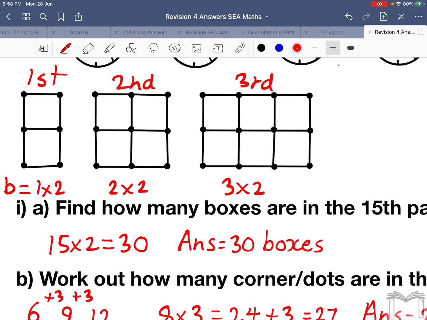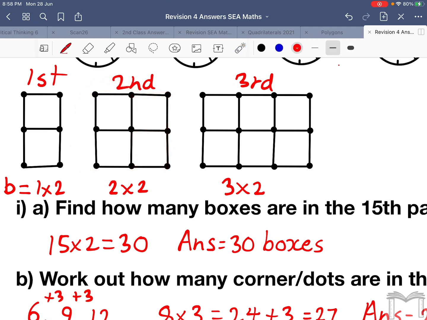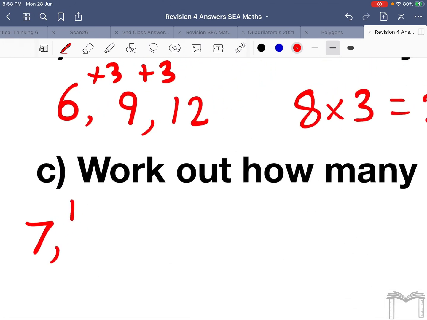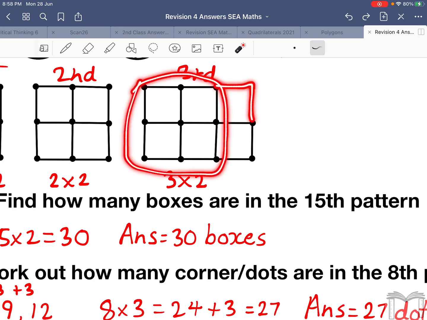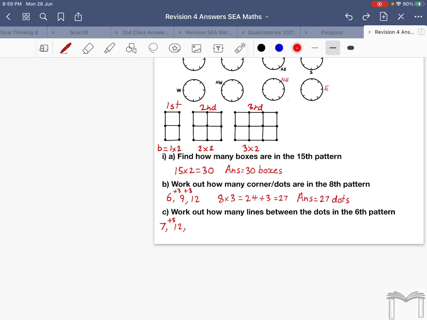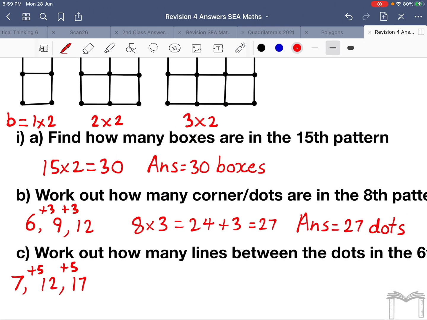Followed by, we have the same 7 here. We're going to add 1, 2, 3, 4, 5. So that's 7 plus 5 is 12. Then the next one, we have the same 12 here. Then we're going to add 1, 2, 3, 4, 5. 12 plus 5, 17. So we can see that for the next pattern, we are continuously adding 5 to get the next pattern.